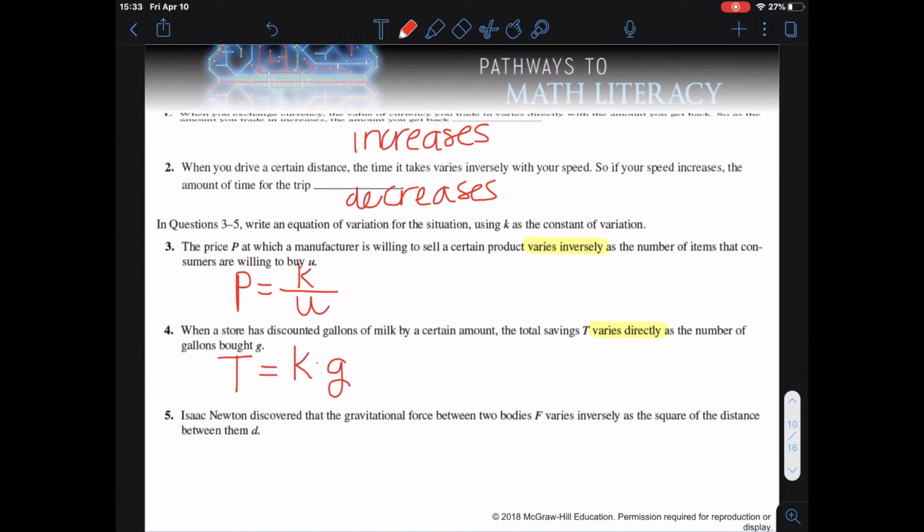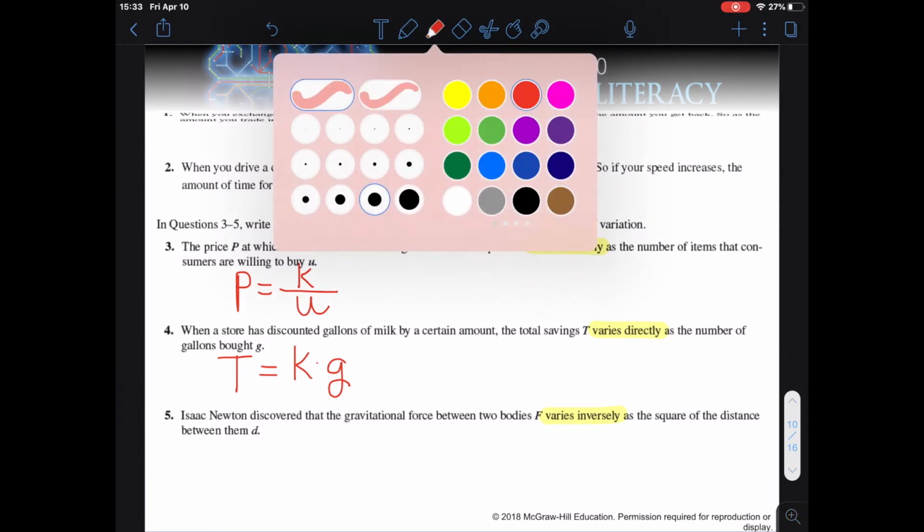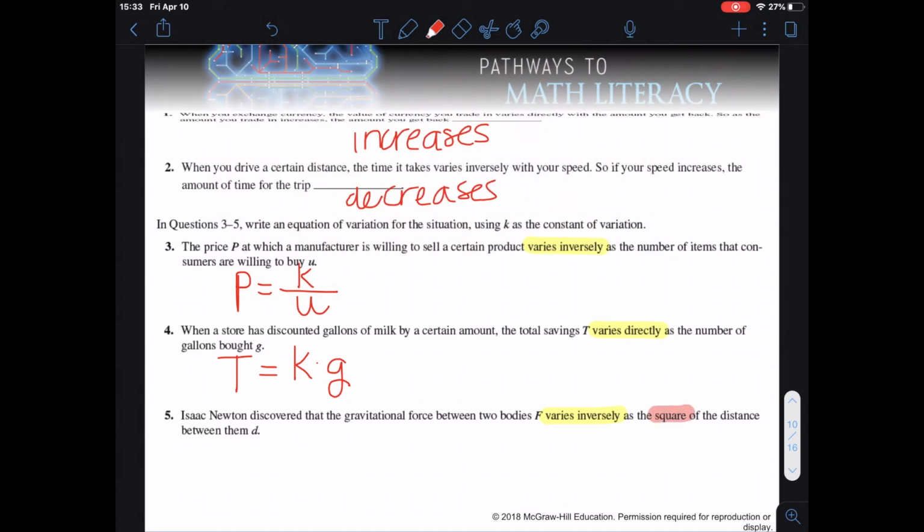Isaac Newton discovered that the gravitational force between two bodies, F, varies inversely as the square of the distance between them. So this is a little bit different. It varies as the square of the distance. So my force varies inversely, which tells me I'm going to have a fraction and I'm going to have that constant above, but it varies with the square of the distance. So I don't just have a d here, I have the distance squared in the bottom. If it varied inversely for the cube of the distance, it would be d cubed in the bottom.